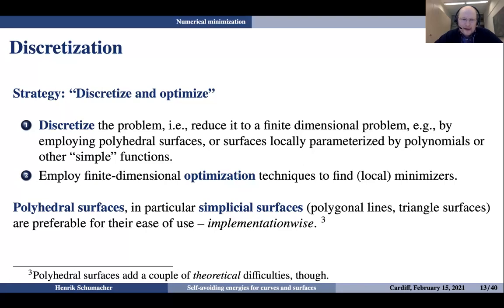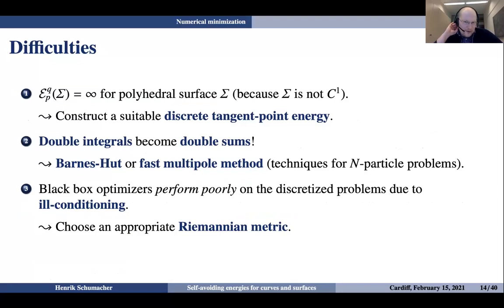The classical thing is to replace smooth surfaces by polyhedral surfaces, like triangle surfaces. Then the degrees of freedom are the vertex positions. Then you formulate a discrete energy, and then you just apply finite-dimensional optimization techniques to find minimizers. But in fact, it's all not that easy.